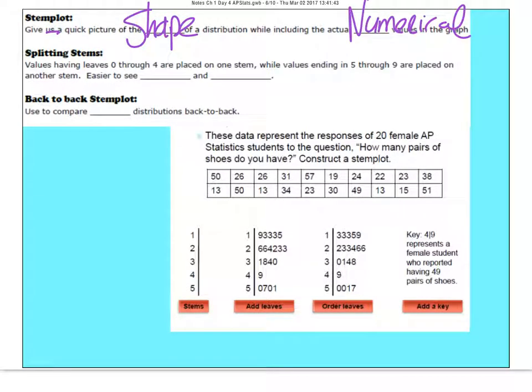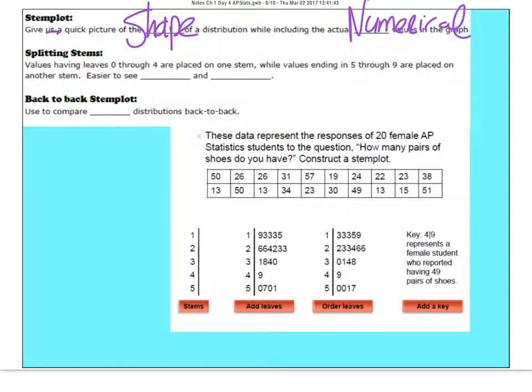To make the stem plot, what you're first going to do is identify your stems. In this case, it's going to be the tens position, so we've labeled from the tens all the way to the 50s. Then you're going to add your leaves. It's very important that when you clean this up, you notice the leaves as they were added here for the 50s are not in numerical order. You always rewrite them in increasing numerical order, and notice the repeats are shown there. So this here is the stem plot. Also, you want to have a key on how to read it. Here you would just say, for example, 4|9 represents a female who reported having 49 pairs of shoes.